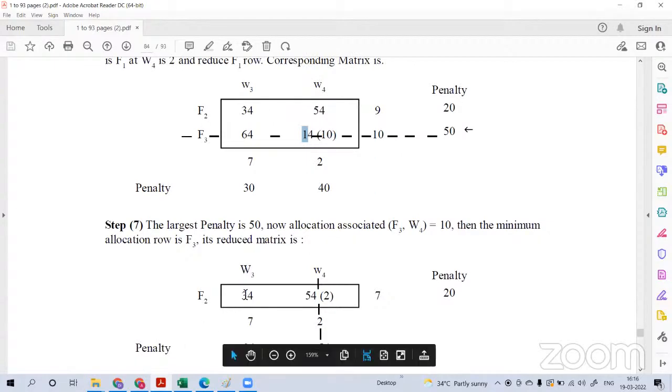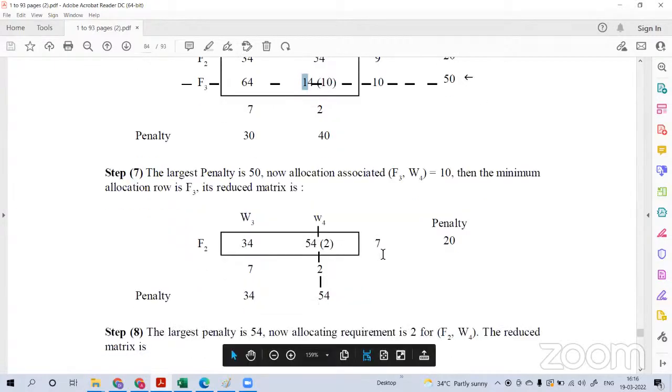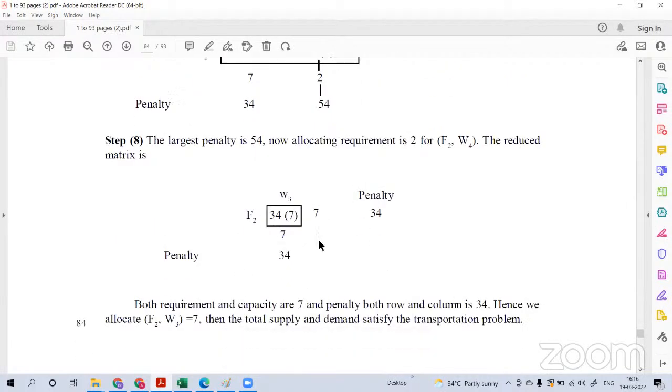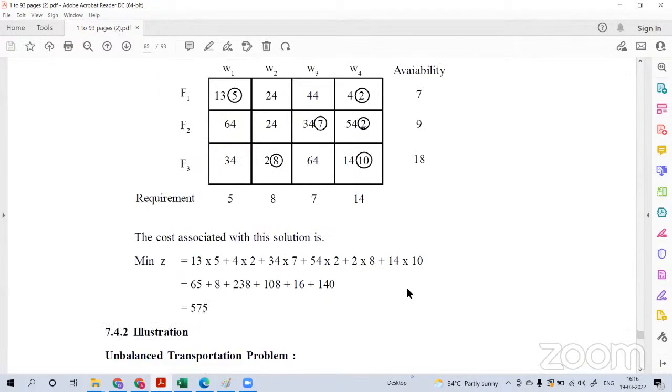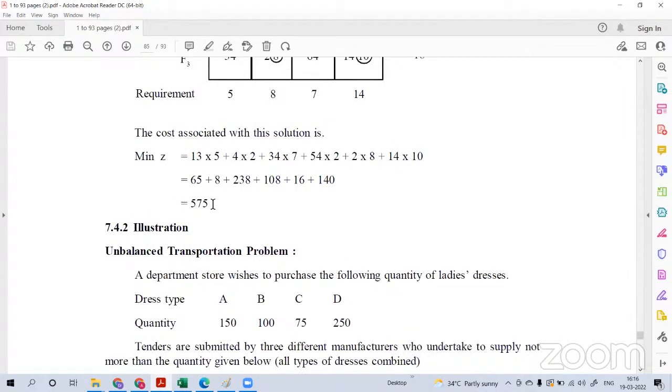Next the remaining elements are 34 and 52. Supply and demand I will allot. Like here I will allot the pending. So this is the procedure for allocation using the penalty method.